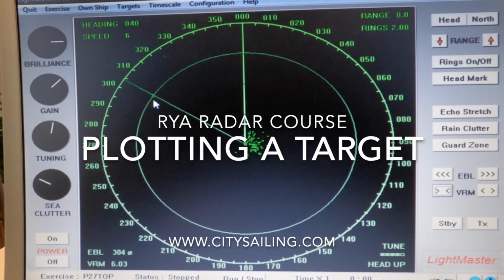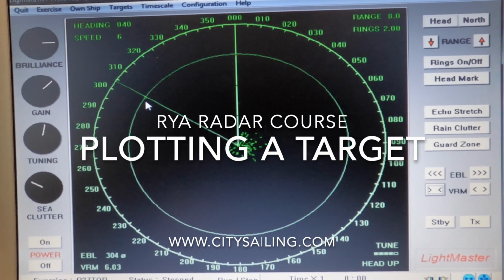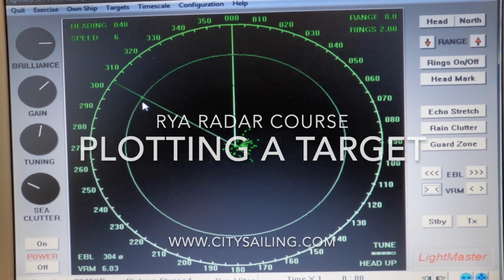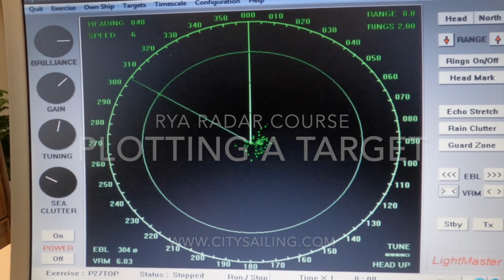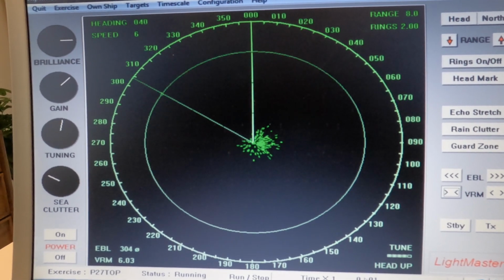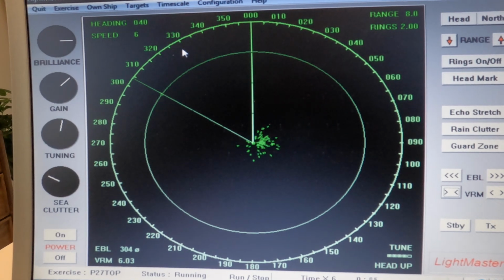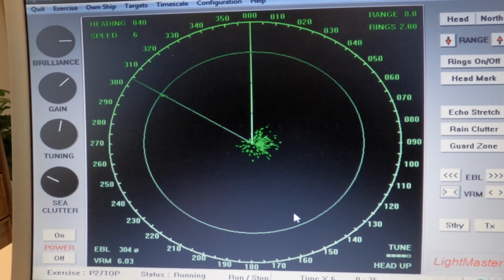Okay, we have one target here. It's 6.03 miles away and it's on a relative bearing to us of 304 degrees relative to our ship's head. As we carry on, I'll restart the simulator. We've got the time down here. We'll speed it up and see what it looks like in 6 minutes. We'll stop it at 6 minutes and work out whether this target's going to hit us.